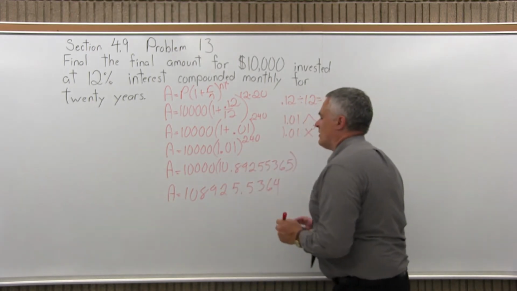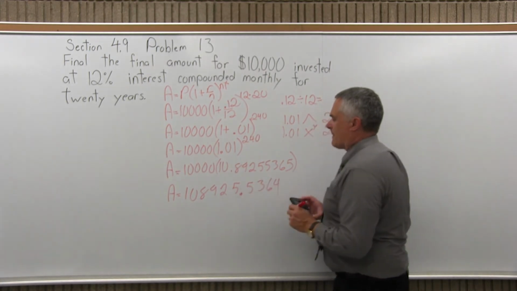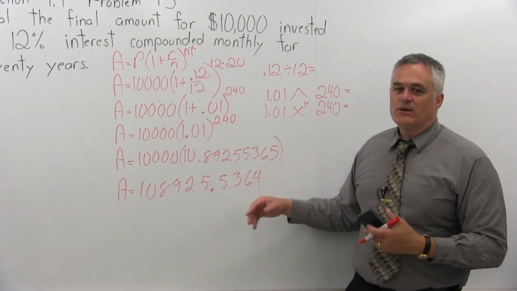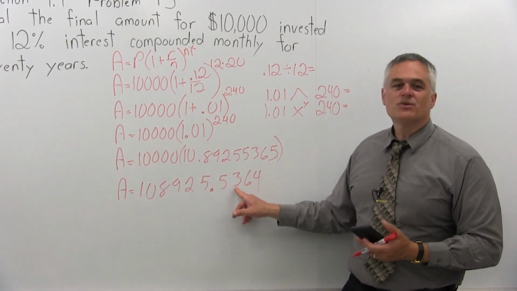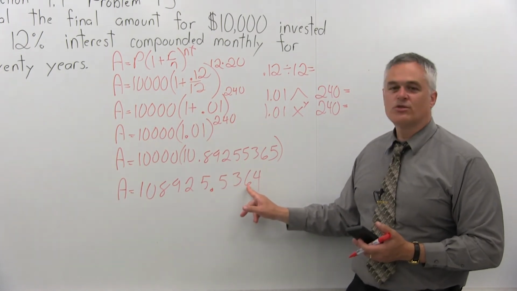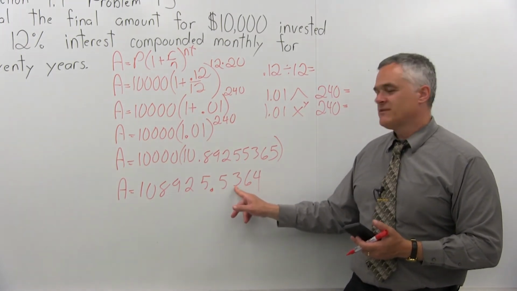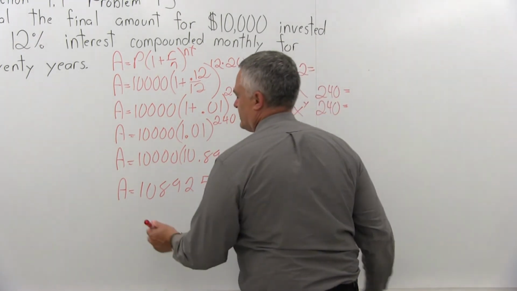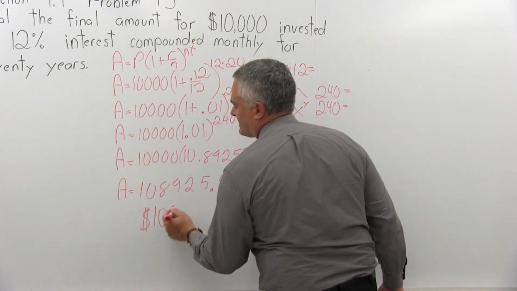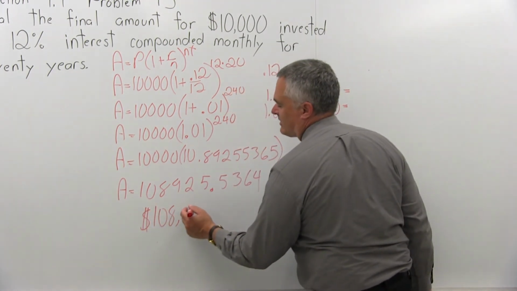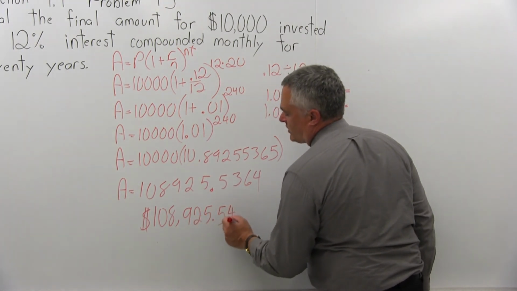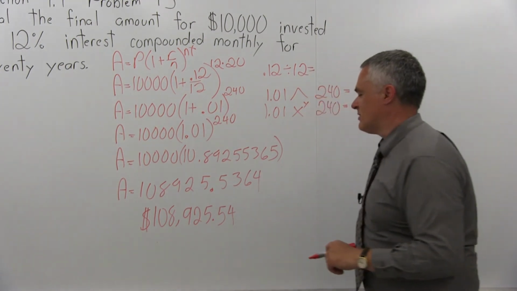108925.5365. So now I'm going to start rounding. Now I have 4 places after the decimal. In terms of money, more than 2 places doesn't really have a lot of meaning. So I want really just 2 places after the decimal. When I go to the 3rd place out, it's a 6. That's big enough to make this 54 cents. So my final answer, when I put in the commas, is $108,925 and 54 cents, because the 6 was big enough to make the 53 into a 54.